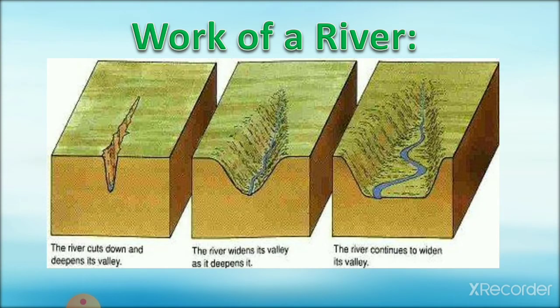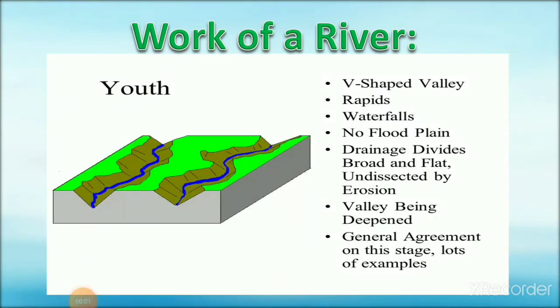Now the first way: the river cuts down and deepens its valley. Then, due to the continuous flow of the water, the river widens its valley and deepens it. The erosional work of the river results in the widening and deepening of the river valley, and such a valley is called a V-shaped valley. Due to the continuous swift flow of the river, there is more erosion and transportation of the sediments and practically no deposition.